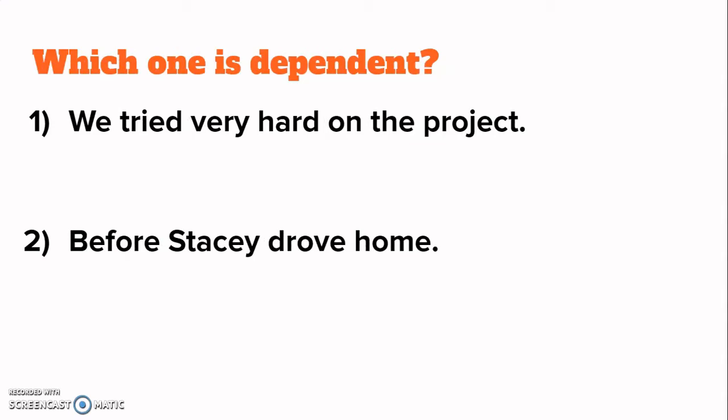Now let's do this for dependent clauses. Which one of these sentences is dependent? 1. We tried very hard on the project. Or 2. Before Stacy drove home.